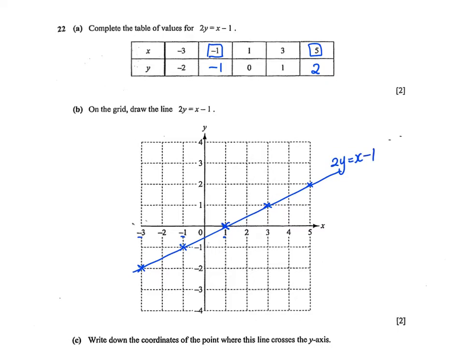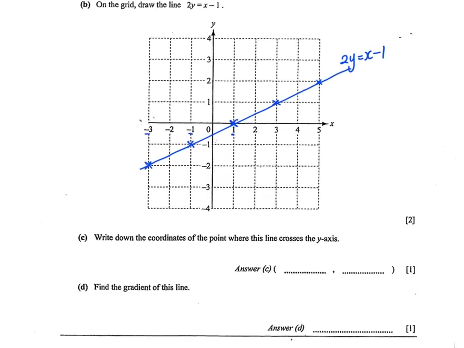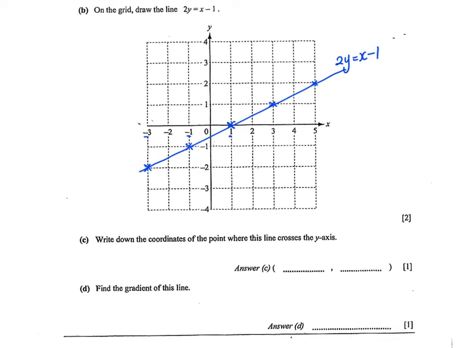Right, now next question. Now write down the coordinates of the point where this line crosses the y-axis. When this line crosses the y-axis, so this line over here, it crosses the y-axis at this value here. So what do you think this y number is? We know very clearly the x coordinate is actually the number 0. The y value will be -0.5. It's in the middle between 0 and -1.